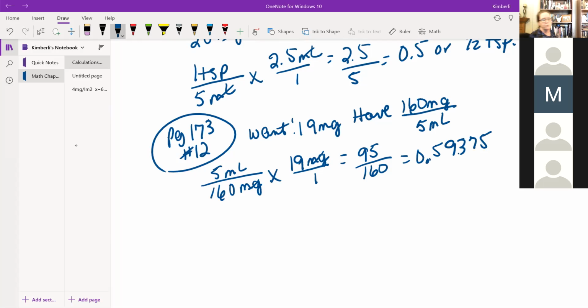So it's going to be 0.6 because we're rounding to the first digit, to 1 digit, which is the 10th place, right? But the number after it is a 9. So if the number after it is 5 or larger, we're going to round up. So we're going to call it 0.6 milliliters. And then it wants you to mark that on that little dosage dropper there, 0.6.